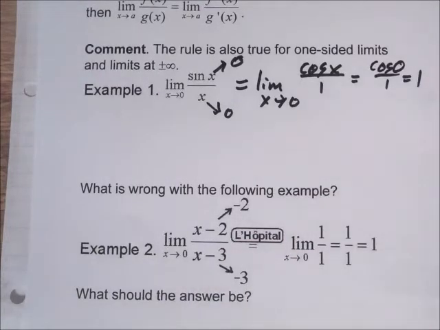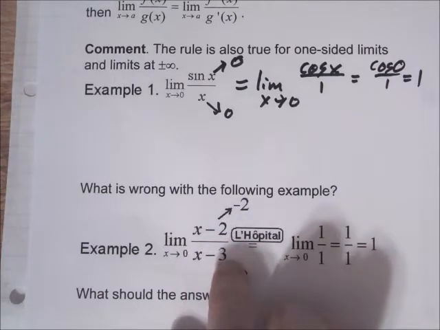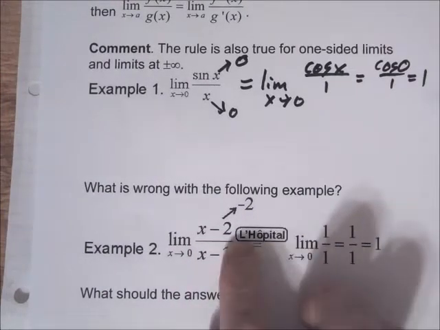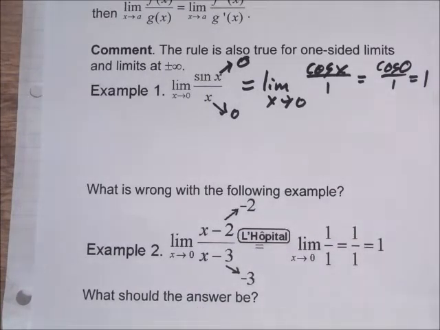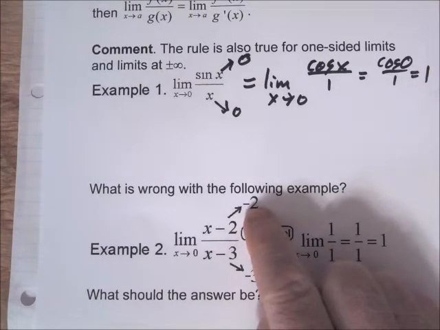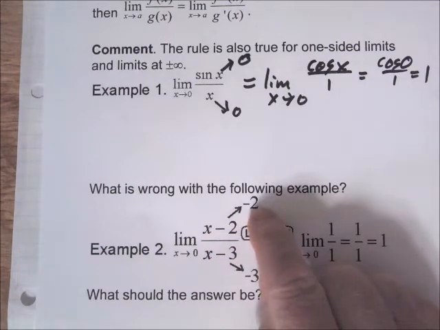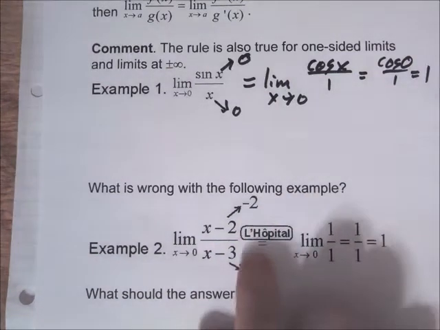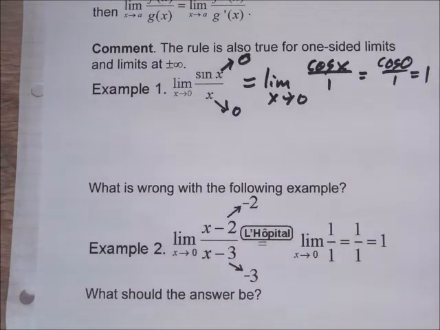Here's another example of how not to apply L'Hopital's rule. If we have the limit as x goes to 0 of x minus 2 over x minus 3, and take the derivative, we get 1 over 1, which is equal to 1. But that's not actually the case, because in order to apply L'Hopital's rule, it has to be indeterminate of the form 0 over 0 or infinity over infinity, and this is not. This function should be negative 2 over negative 3, which is 2/3. The limit should be 2/3.